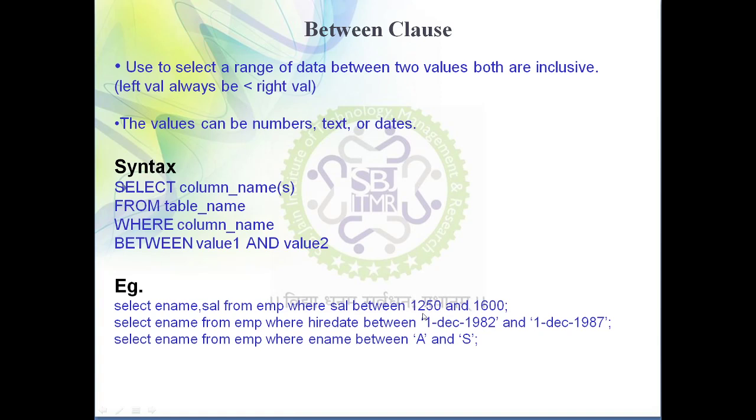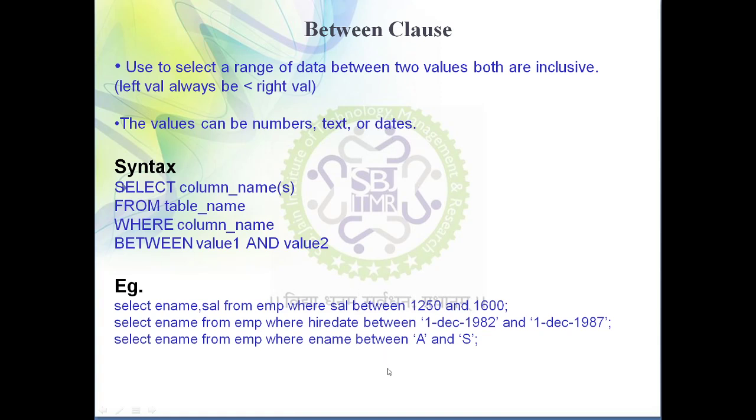Now the next one. Suppose I want to get employee names whose hire date is between 1 December 1982 and 1 December 1987. So how can I write a query? Select ename from employee where hire date between 1 December 1982 and 1 December 1987. So this is the format of specifying a date in Oracle. 1 December 1982: the day is numerical, and December we need to specify in characters. So this is the second type of data supported by the between clause, date.